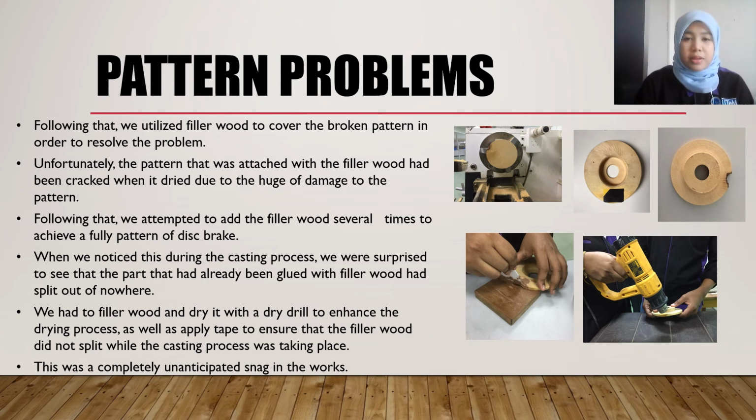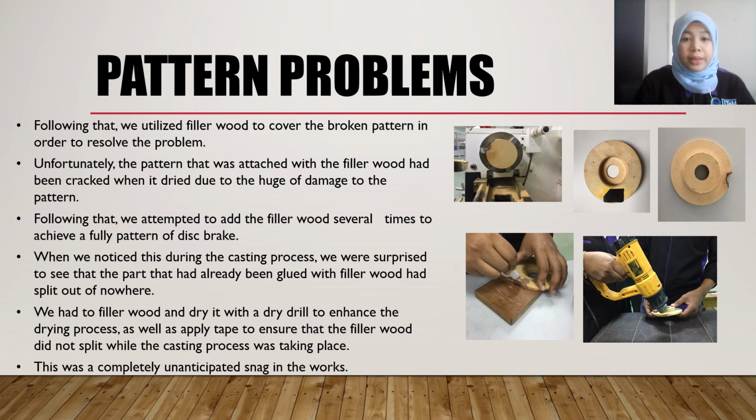For the pattern problems, since the pattern of a disc brake is based on a variety of elements that must be considered in order to get the best possible output, we completed the finishing to provide a smooth surface, free of burrs, and to determine the exact size required for the casting. As a result, when we were working with the lathe machine, we ran into a problem. As you can see on the slide, some of the pattern elements were destroyed. Following that, we used filler wood to cover the broken pattern to resolve this problem.